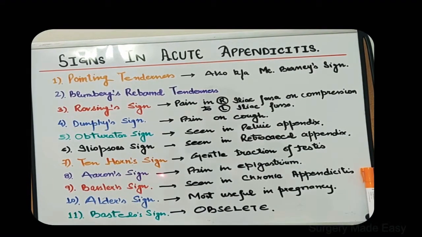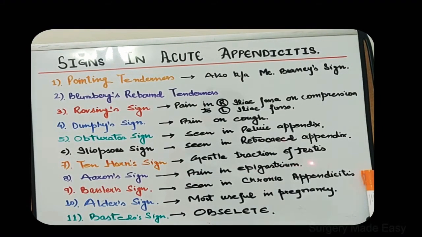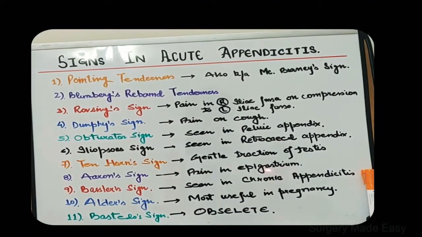Then we have the Aaron sign. A continuous gentle compression in the right iliac fossa causes pain in the epigastrium and the chest region. This is known as the Aaron sign.